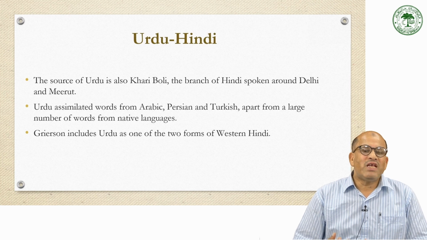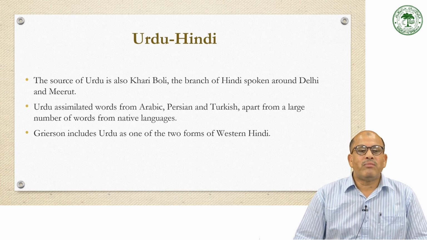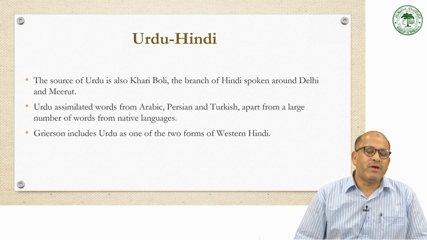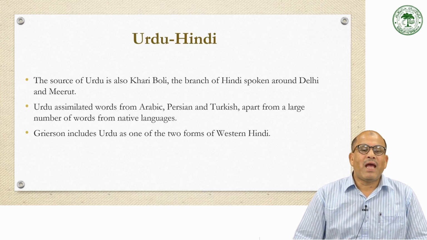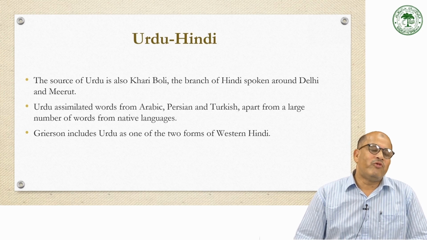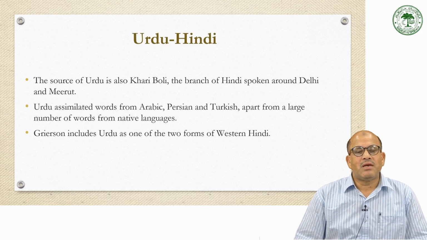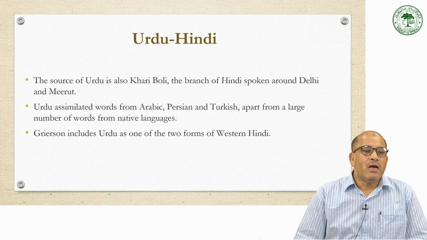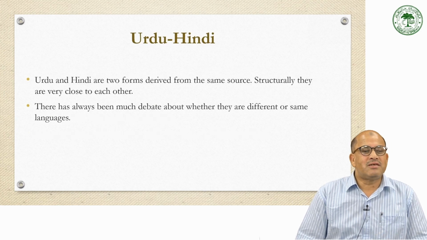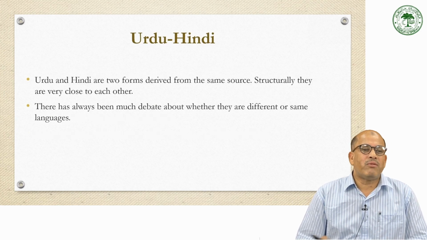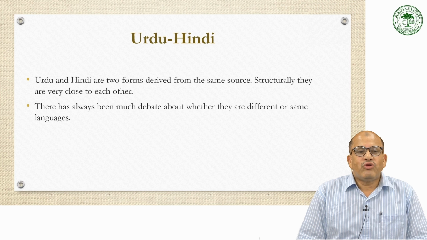So, Urdu has borrowed extensively from Turkish, Persian, and Arabic. So, we have a mixed kind of representation, and also from Sanskrit. So, it's very rich in terms of vocabulary and usage in the Urdu language. Grierson included Urdu as one of the two forms of Western Hindi, the Western and Eastern Hindi we have just spoken about. So Urdu and Hindi are two forms derived from the same source.